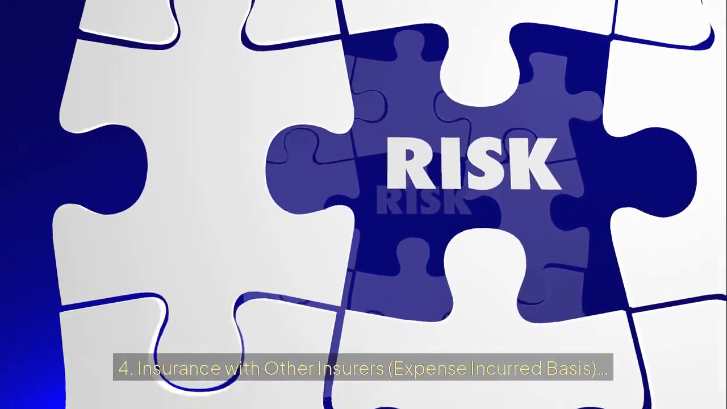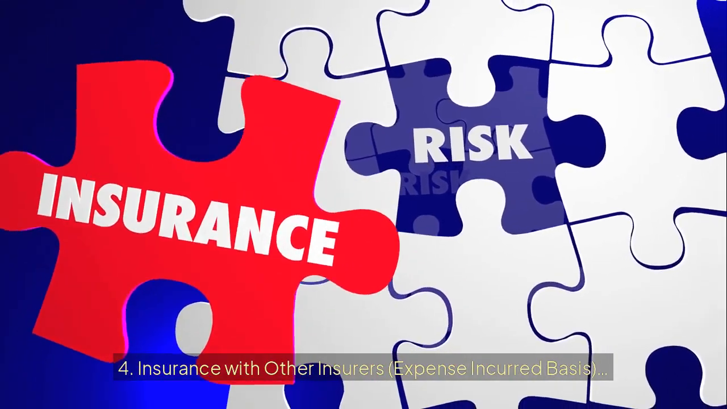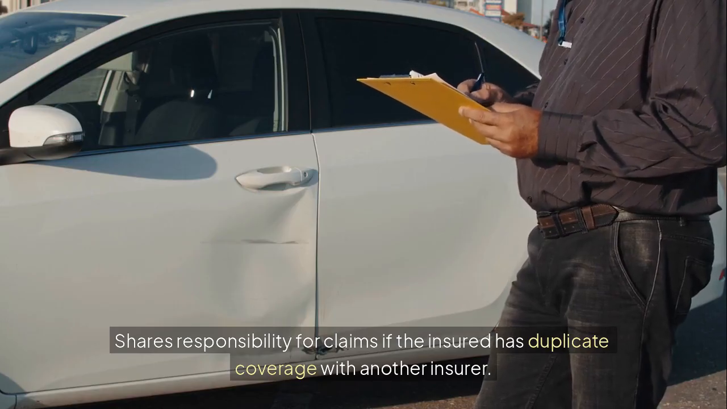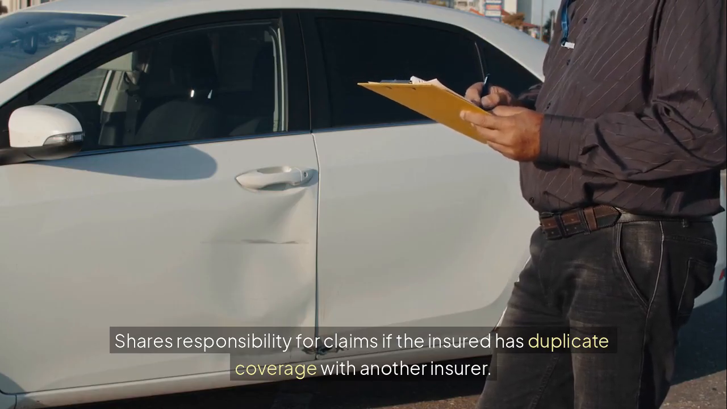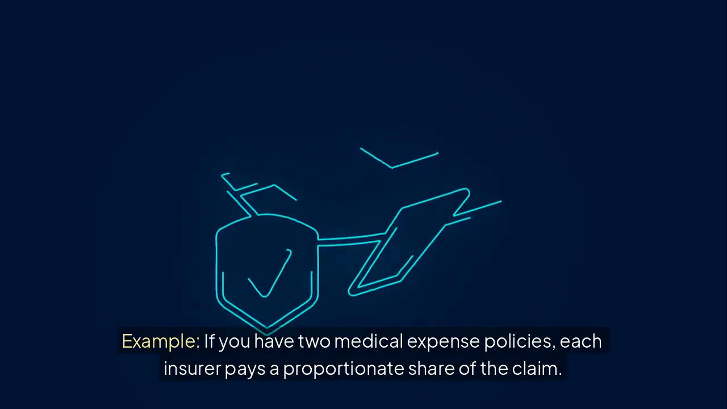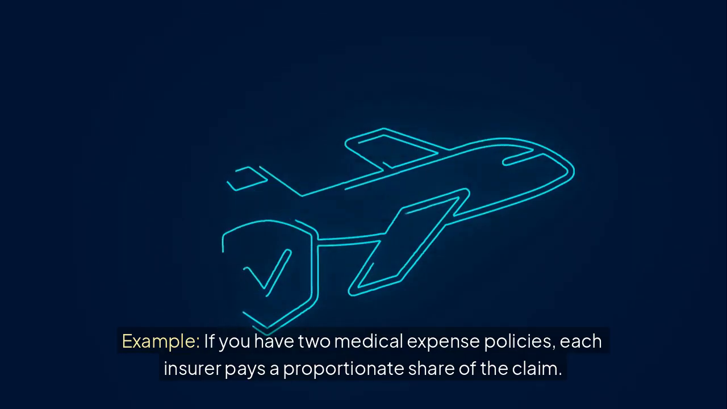4. Insurance with other insurers. Expense incurred basis. Shares responsibility for claims if the insured has duplicate coverage with another insurer. Example: if you have 2 medical expense policies, each insurer pays a proportionate share of the claim.